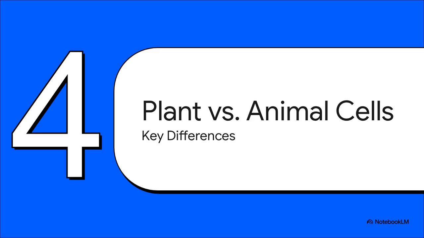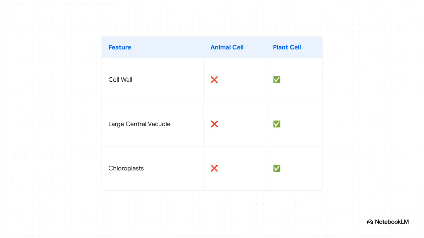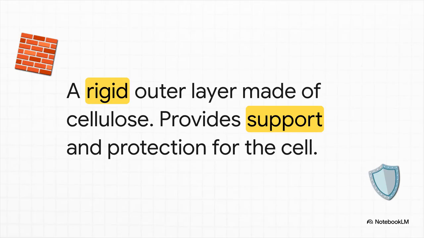So we've just had a great tour of a, let's say, generic eukaryotic cell. But now let's zoom in on a really important distinction within that big eukaryote kingdom, the major differences between plant cells and animal cells. Now, these share a lot of the same parts we just talked about, the nucleus, the mitochondria, all that stuff. But there are 3 really big defining features that plant cells have that animal cells just don't. First up, the cell wall.